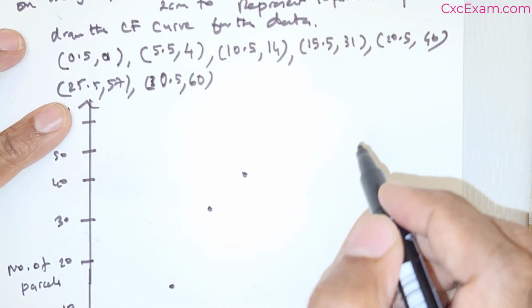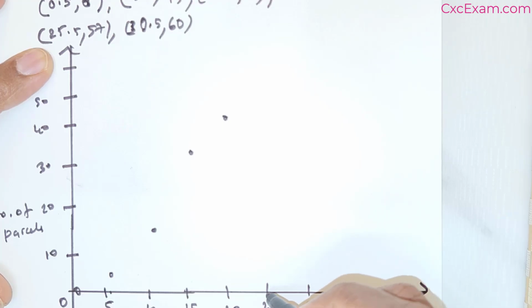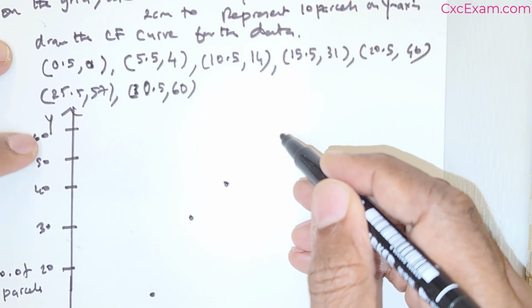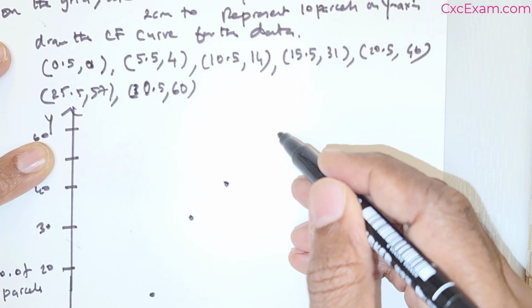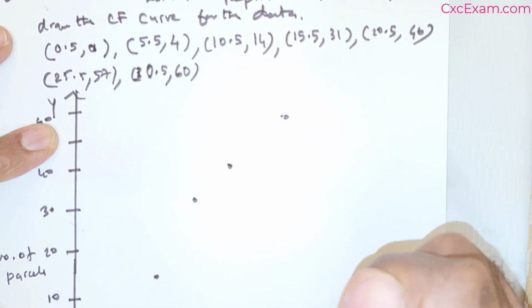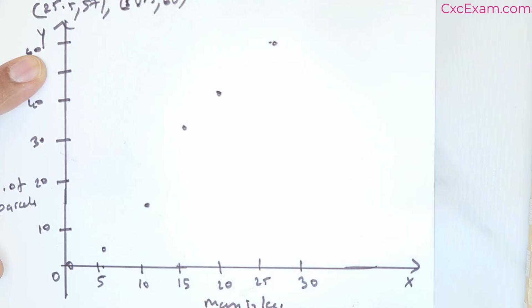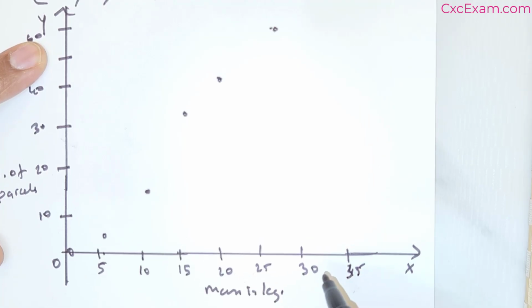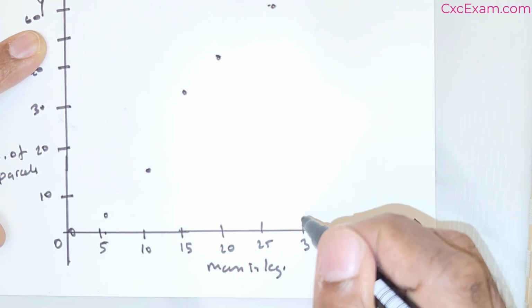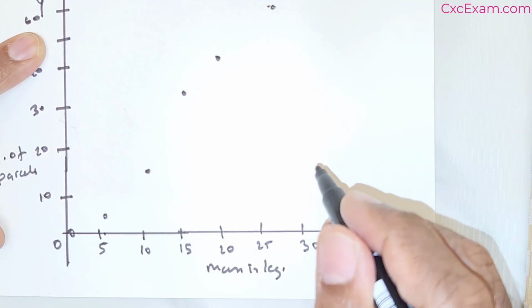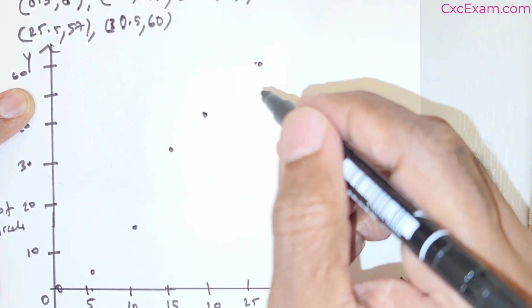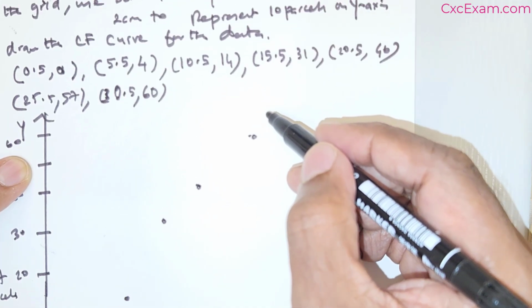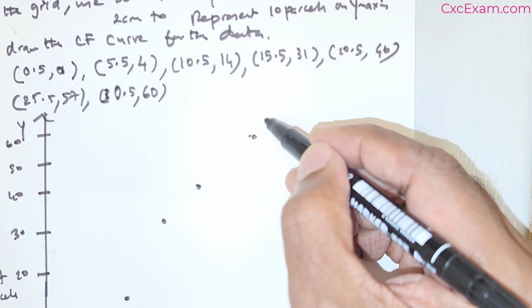So moving on, 25.5 is over here, and 57 is closer. And 30.5, so I'll mark it here. 30.5 kgs would be 60. So this is going to be the point.